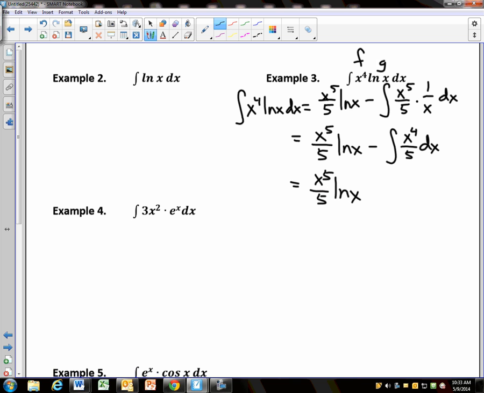Do you know what the antiderivative of x to the fourth over 5 is? It's very good. X to the fifth over 25. If you would like to take on an x to the fifth over 25, you sure can do that. Really not necessary.